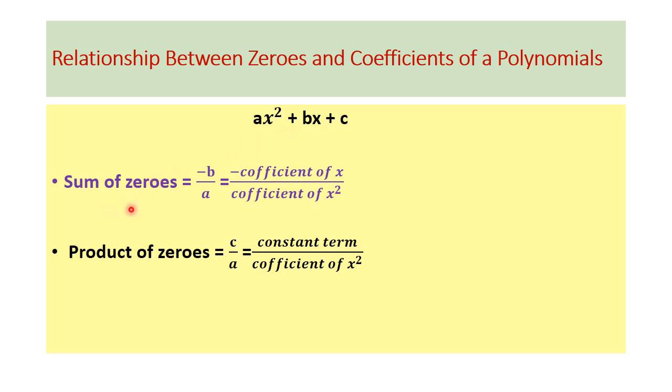Now we have the formula for sum of zeros. Sum of zeros is equal to minus b upon a, or this can be written as minus coefficient of x upon coefficient of x square. Here coefficient of x is b, so this becomes minus b, and coefficient of x square is a. Now product of zeros is equal to c upon a. C is the constant term, and a is the coefficient of x square. So these are the two formulas.